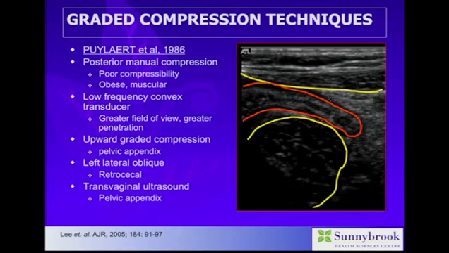The low-frequency convex transducer is of great use because it will offer a greater field of view and a more global picture of the appendix and the surrounding structures. It can be very useful in larger patients. Upward graded compression is a technique that can be used in an effort to displace the appendix out of the pelvis. This is most often used in male patients. The pelvic appendix in a female patient should always be evaluated with a transvaginal examination. The left lateral oblique position of the patient, I think, is mandatory in all patients in whom the appendix is not seen in the supine position, and this will hopefully displace the cecum out of the way so that a retrocecal appendix will come into view.